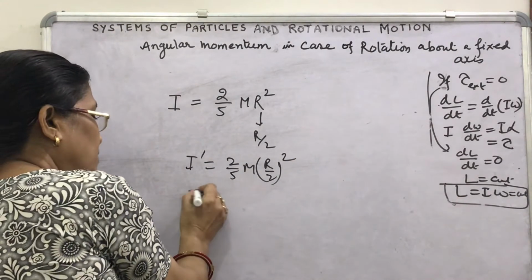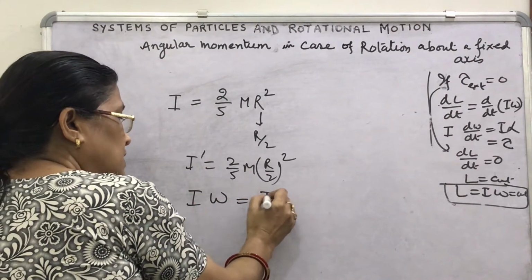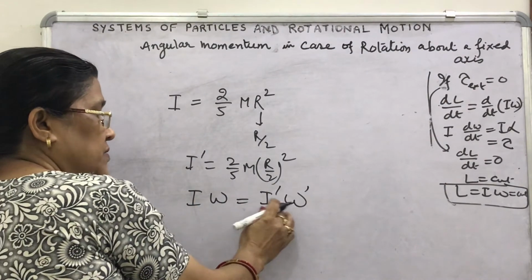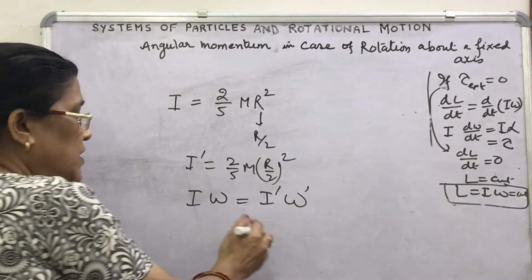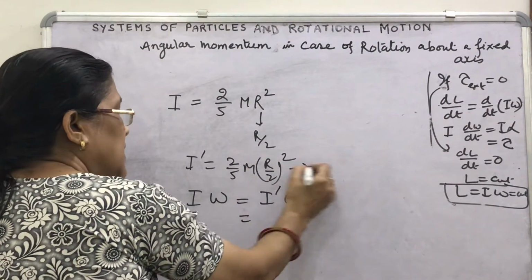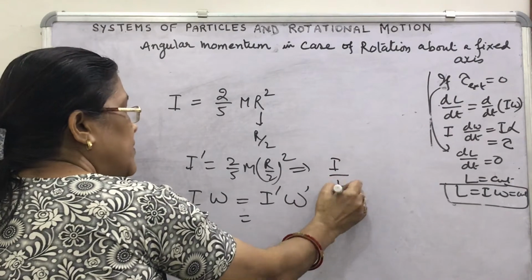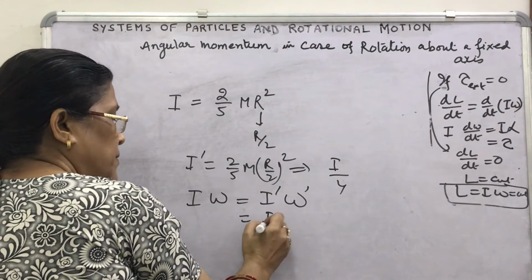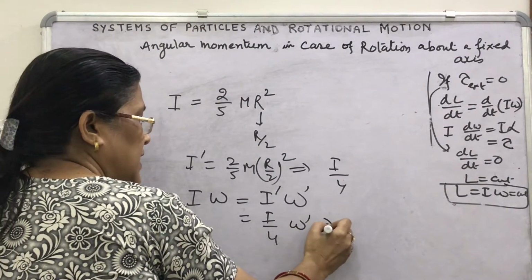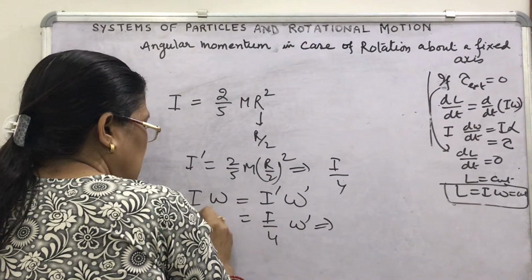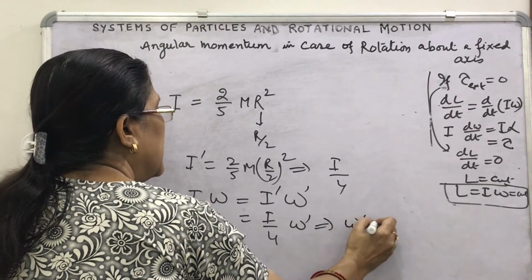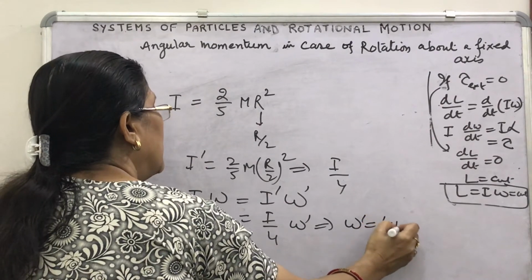That means conservation of angular momentum says that I omega equals I dash omega dash. Now if you look here, this I dash will be I by 4, or not? This is I by 4, and what will this omega dash become? This implies that I omega is I by 4 omega dash. This implies that omega dash will become 4 omega.